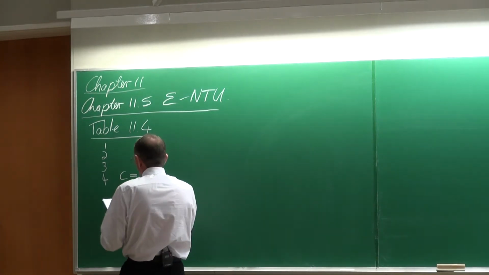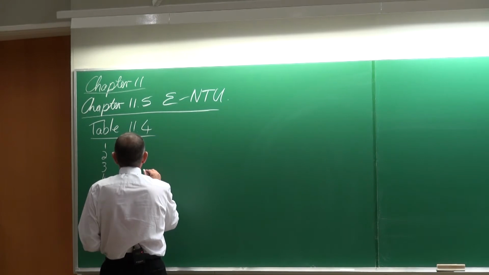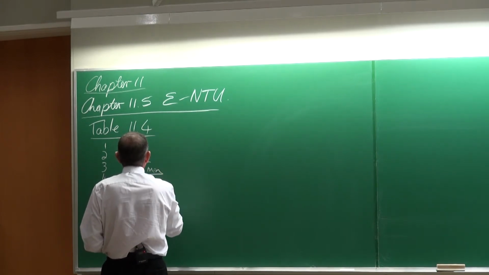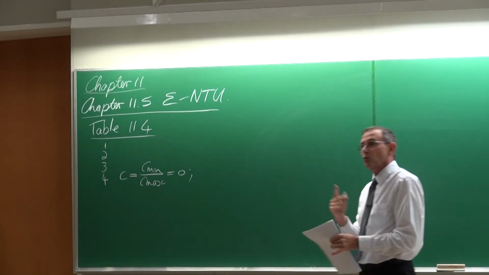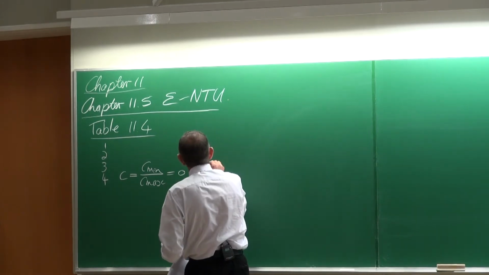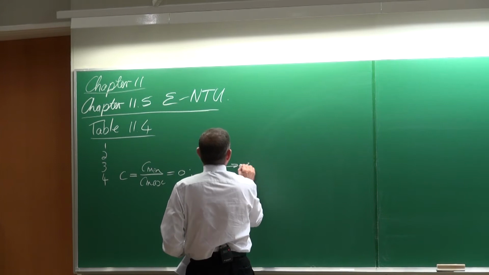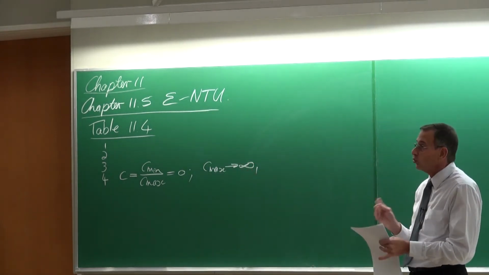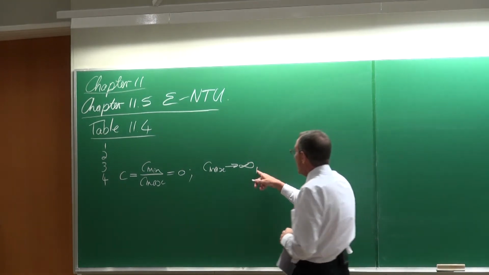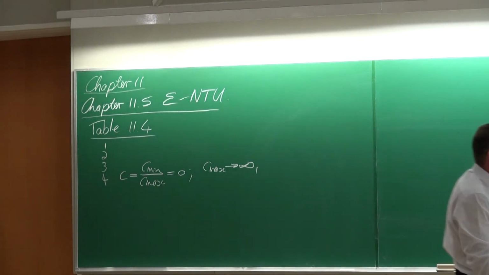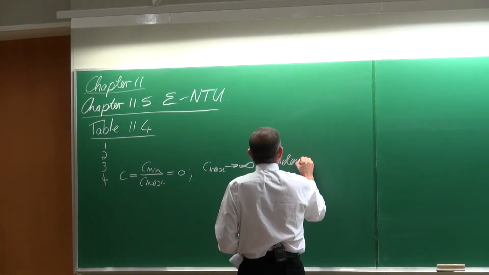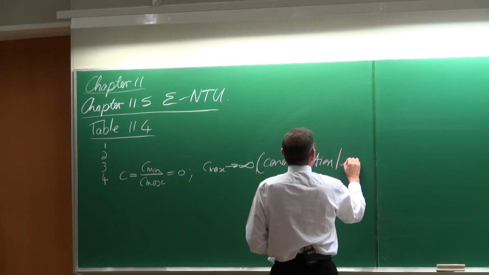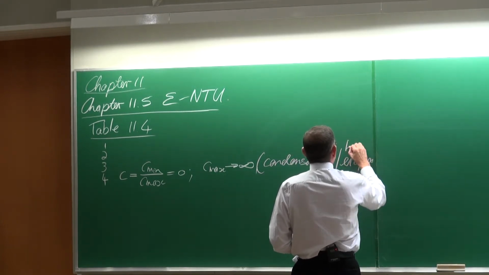So in point 4, they say that there are cases where C, which is of course C minimum divided by C maximum, is equal to 0. When will that be equal to 0? Well, it will be equal to 0 when C max is going to infinite, or when it is very large. Now, when is C max going to infinite? C max is very, very large in the cases where we have condensation or evaporation or boiling.